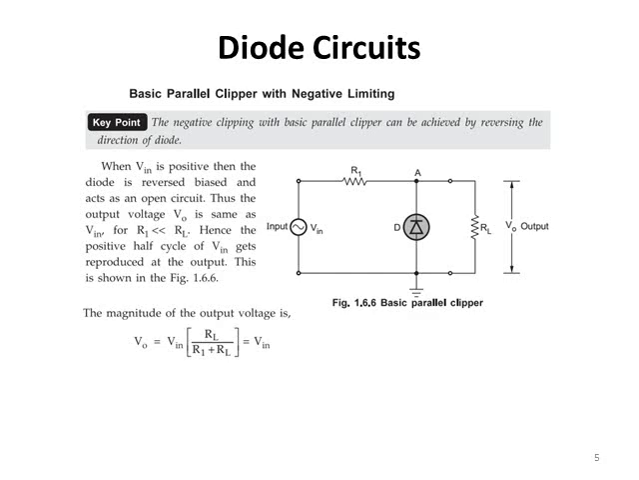Hence, the positive half cycle of the input Vin gets reproduced at the output. So this is shown in the figure. The magnitude of the output voltage V0 is equal to Vin into RL divided by R1 plus RL. So when RL is much greater than R1, we can say that V0 will be equal to Vin. So this is true for the positive half cycle of the output.